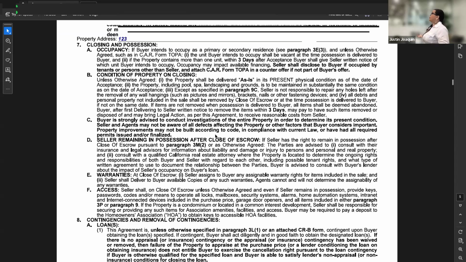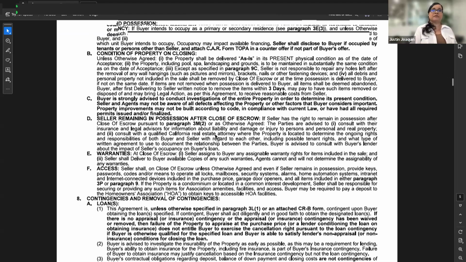For example, I'm buying a triplex. As the buyer, I intend to occupy unit 1. I don't care about the other units, just unit one. So that's what that paragraph is saying, we need to make sure to disclose that to the seller within 3 days, and which unit needs to be vacant at the time of close of escrow.